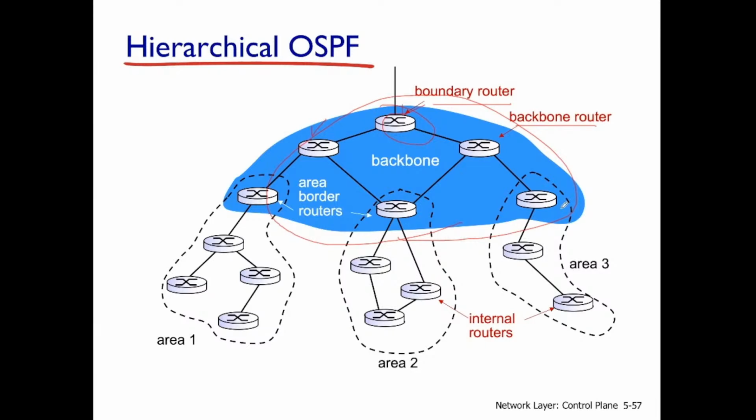Some of these backbone routers are also the manager of the areas. So this guy here and here and here are the area border routers. The area border routers, boundary routers, as well as the other backbone routers together form the backbone, and they will together also run OSPF, but that is independent of the OSPF running inside each of these areas.